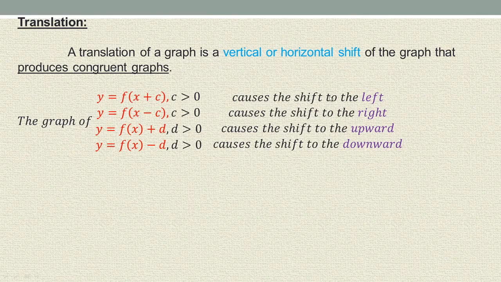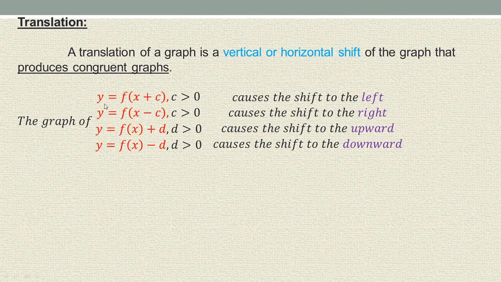Okay, to the right side, and y is equal to f of x plus d. Here the constant d is outside of the function. f of x plus d causes the shift to be upward, and if you have minus d, it causes the shift to be downward. This is the important point in translation. The shift will be left or right, or upward or downward, according to these functions.